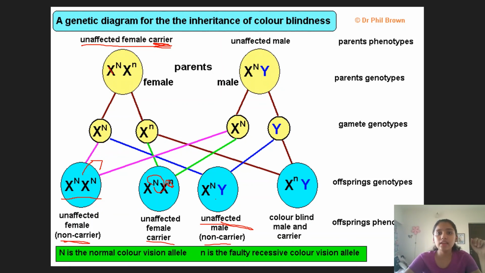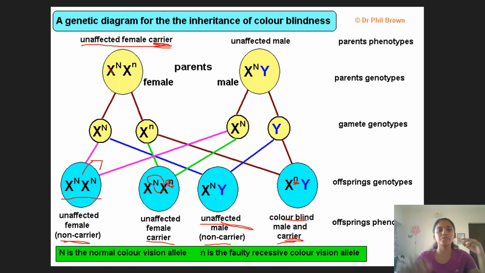And then we have small n and Y. Now, when it's small n, it means that it's recessive, which means he has color blindness. So he is completely colorblind. He's affected. Okay, so that's basically how it works.